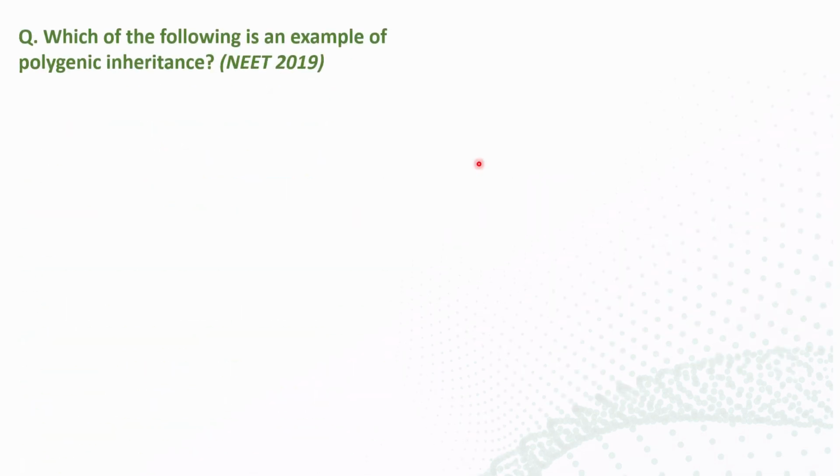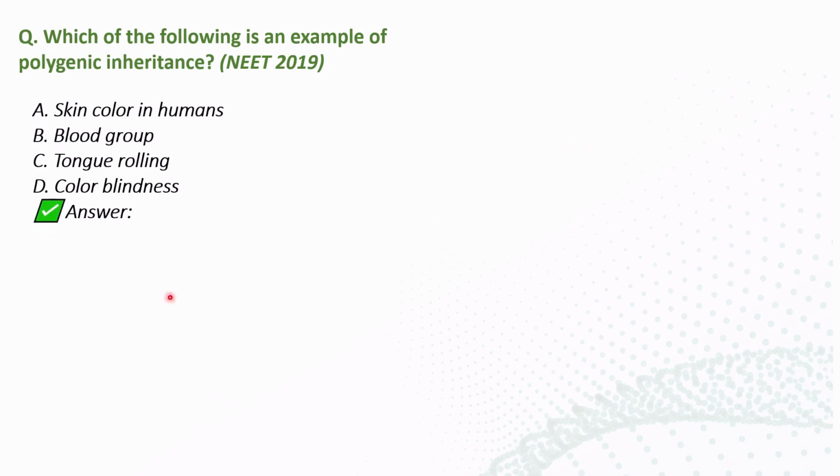Okay, if we move on to the next question, which one of the following is an example of polygenic inheritance? They are asking. Polygenic, the name itself tells you. What is it? Polygenic inheritance means poly means so many genes. Inheritance means not only one gene, so many genes will come. Okay, what is its example?